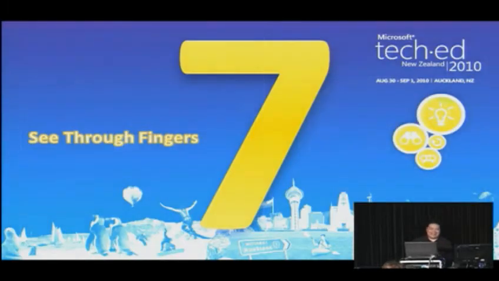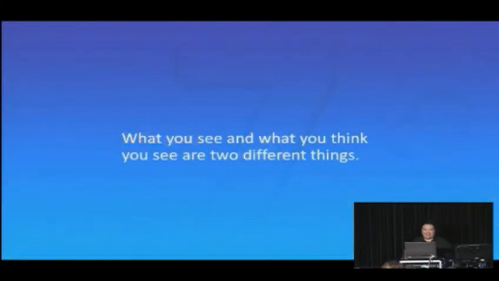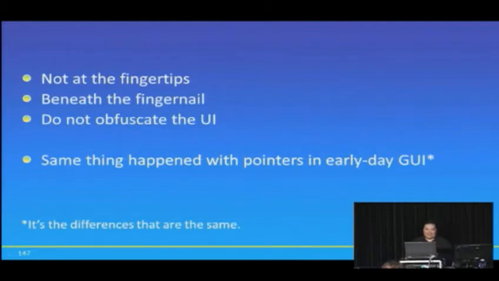Okay, so number 7 is what I call see-through fingers, and it doesn't mean transparent or invisible fingers, but basically it's the idea that what you see and what you think you see are 2 different things. And it's the people, users, when they interact with the surface, they're not thinking about their fingertips as the point of interaction, but they think of the point of interaction as the space right directly below their fingernail.